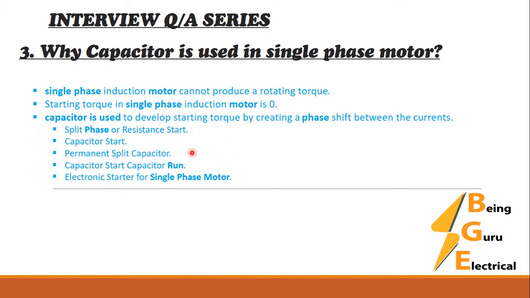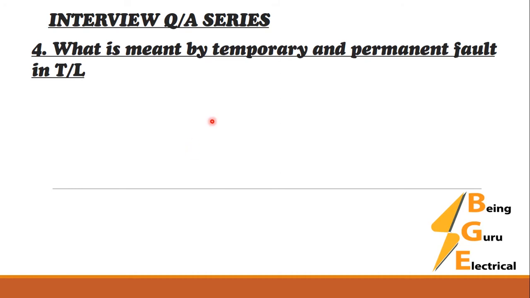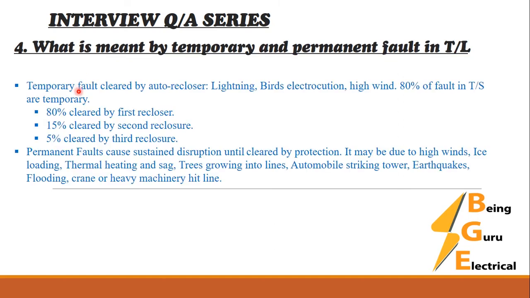Anyhow, question number 4: what is meant by temporary and permanent fault in the transmission lines? There are two types of faults in transmission. One is temporary and one is permanent. Temporary faults are those faults which are cleared by an auto recloser. We have an auto recloser device with a circuit breaker. In case of any fault, if the circuit breaker is open, the auto recloser closes the breaker after 3 minutes or 5 minutes depending on the setting.